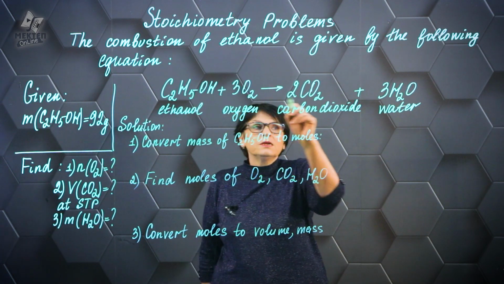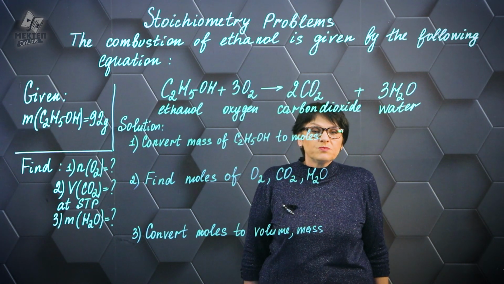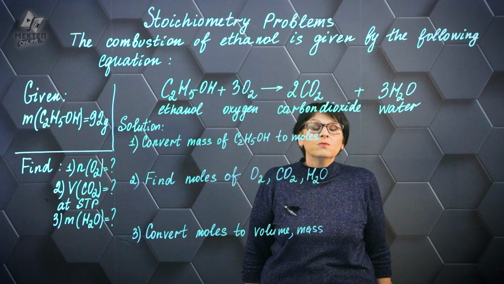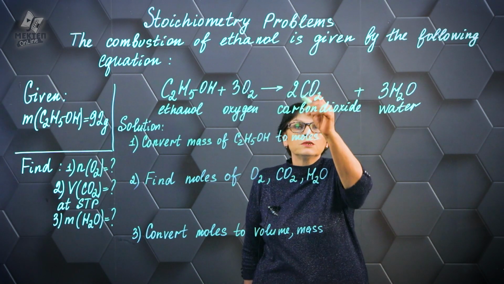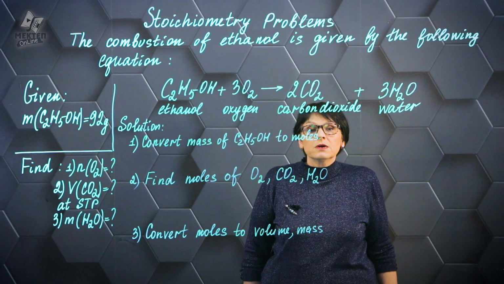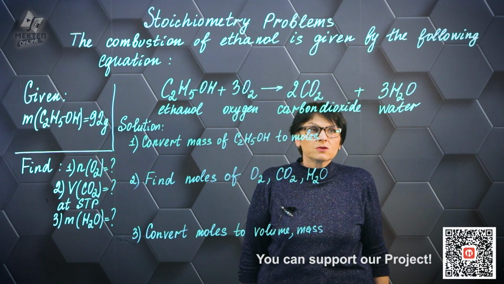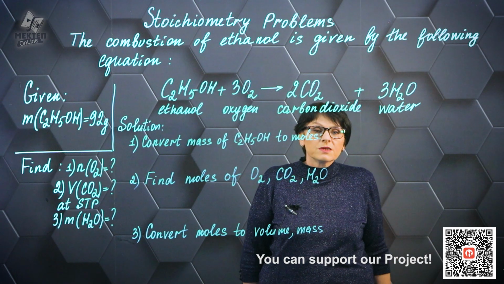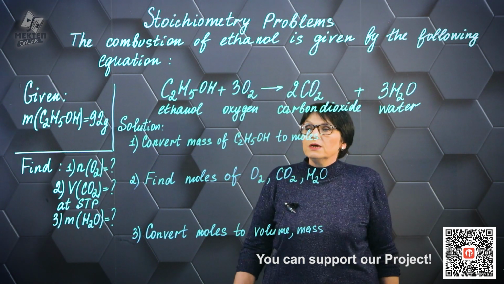We are given an equation for the combustion of the organic substance ethanol. Ethanol is an alcohol that, like almost any organic substance, can burn. When it burns completely, it produces carbon dioxide, that is, valency 4 carbon oxide, or CO2, and water is formed. The combustion reaction always takes place in the presence of oxygen.